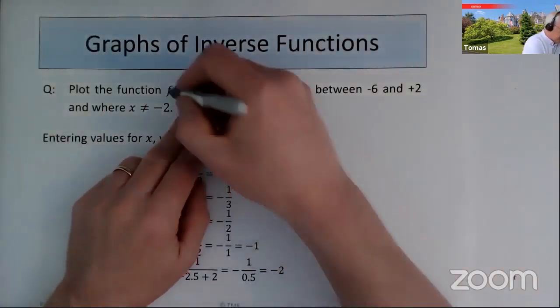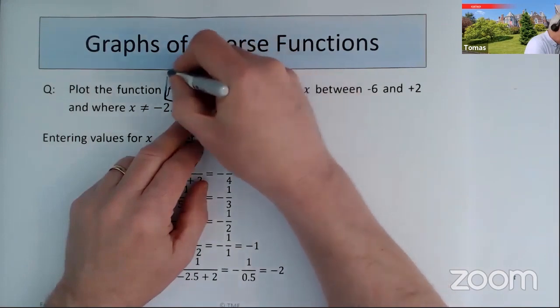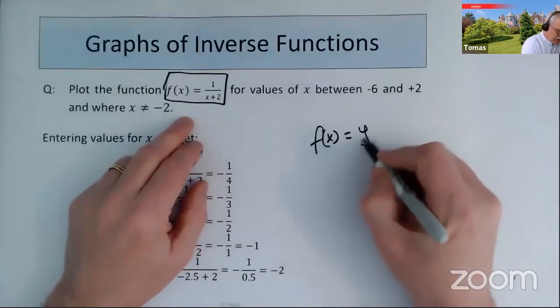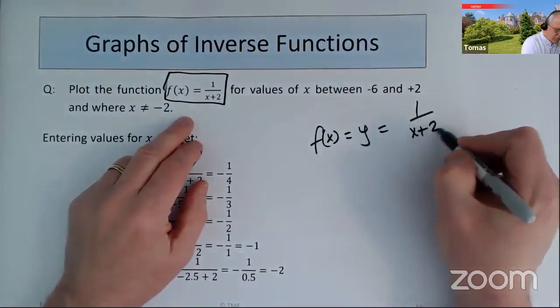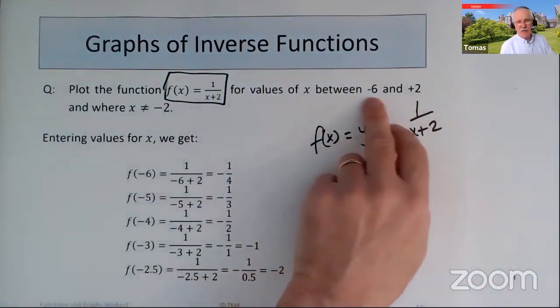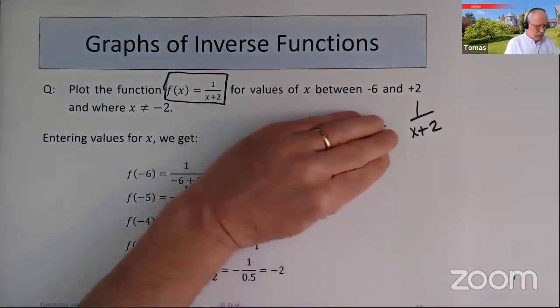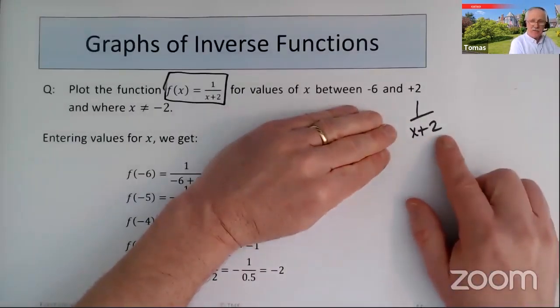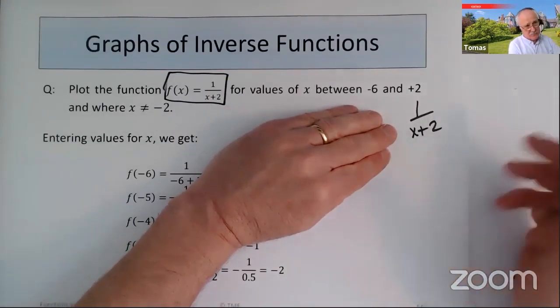So plot the function f of x equals 1 over x plus 2. So f of x, or y, equals 1 over x plus 2, between the values minus 6 and 2. This is no different to any other question. It just has values of x. Can you plot points? You can.